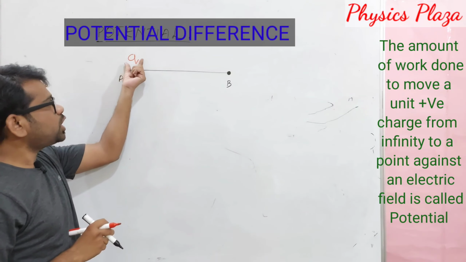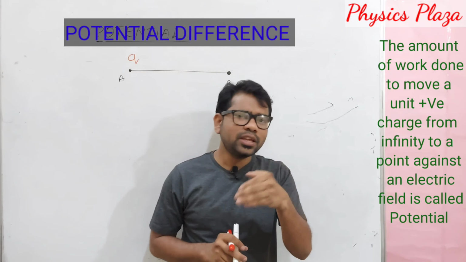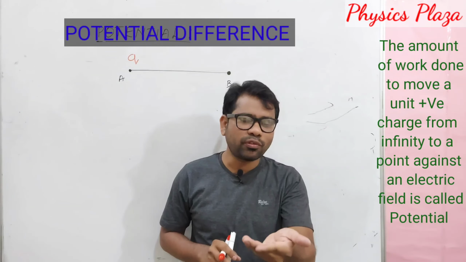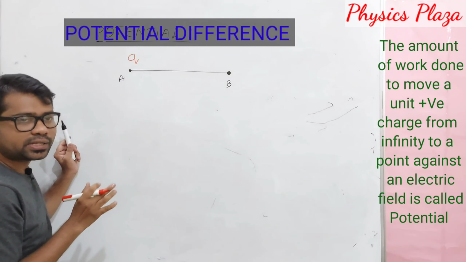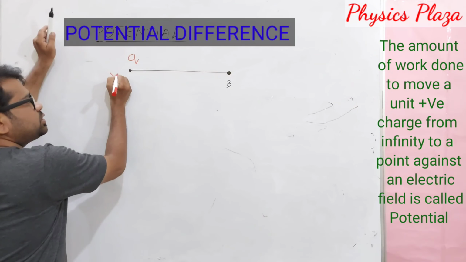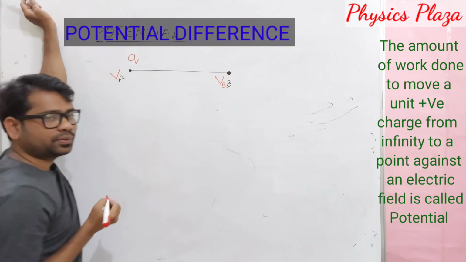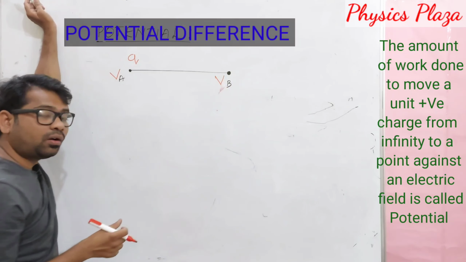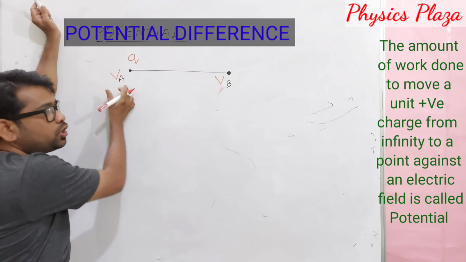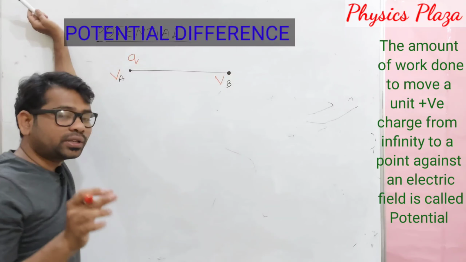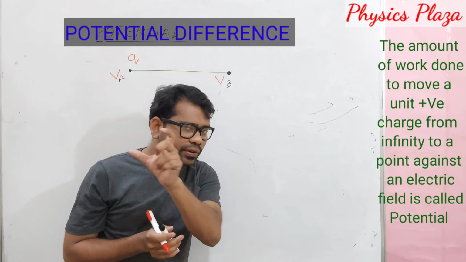Now this charge must be moved from point A to point B. But as we discussed, anything is moved only when some work is done. Anything moved from one point to another requires work. So in this case, let us say at point A the potential is VA, whereas at point B the potential is VB. Now we want to move a charge from point A, where the potential is VA, to point B, where the potential is VB. For that, some work must be done. So this work done we can call a potential difference.